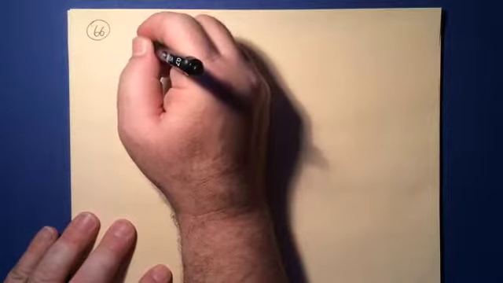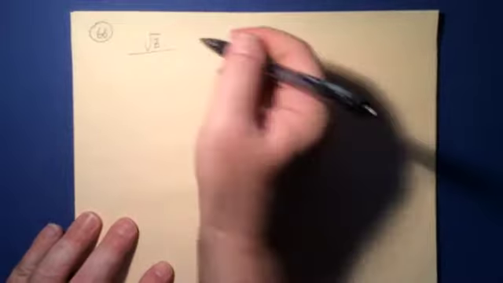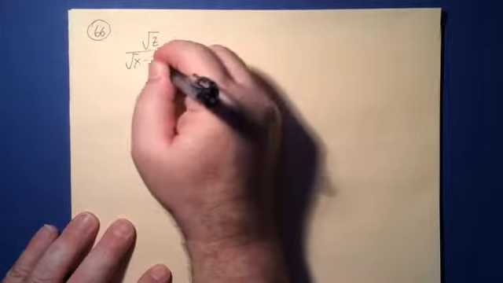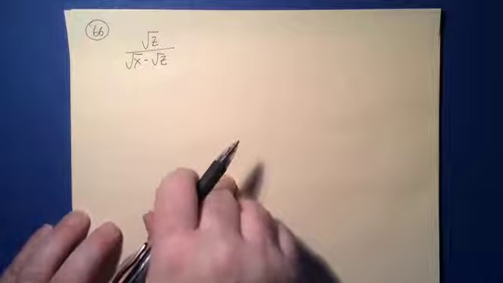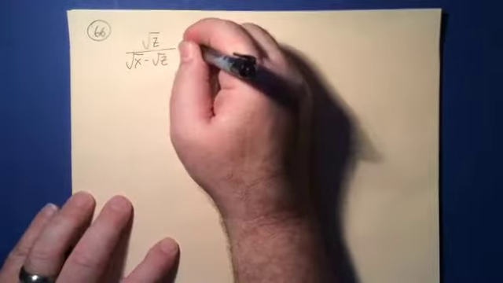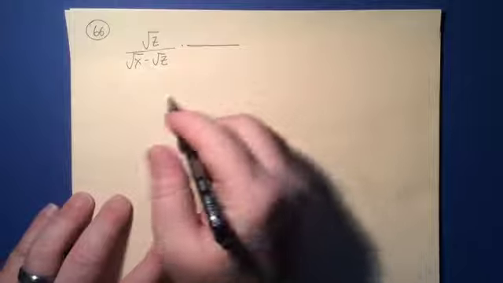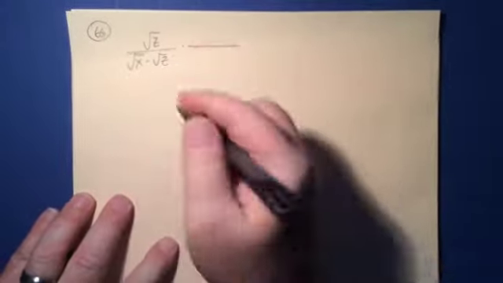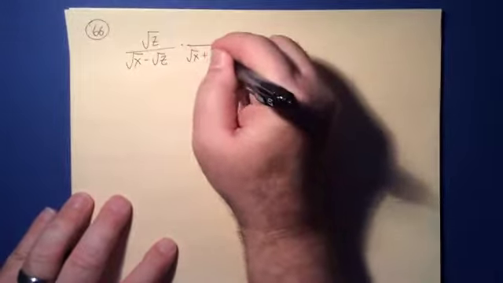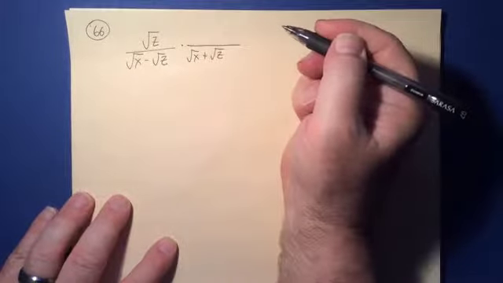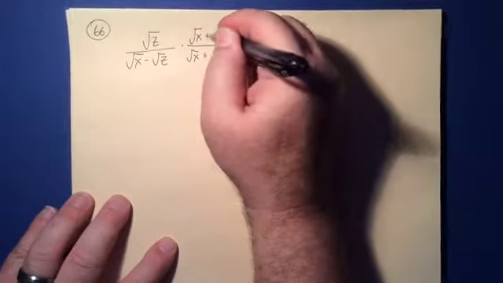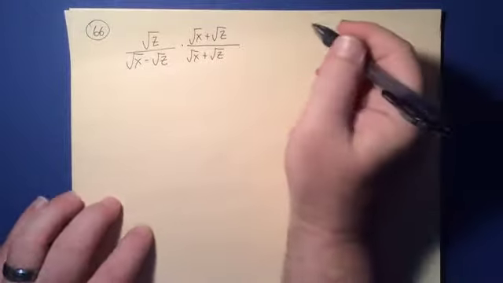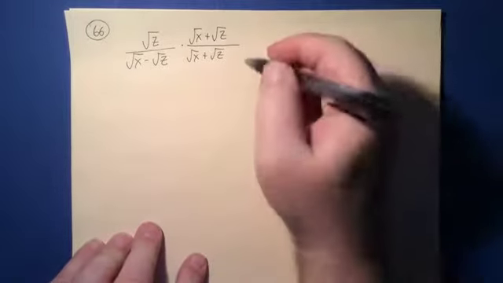Here we have radical z over the quantity of radical x minus radical z. So again, we want to get rid of the radicals in the denominator. So what we're going to do is multiply the top and bottom by the conjugate. If we have radical x minus radical z, the conjugate is radical x plus radical z. And what we multiply the top by, we're going to multiply the bottom by too. So this is going to be radical x plus radical z. And let's see what we get.